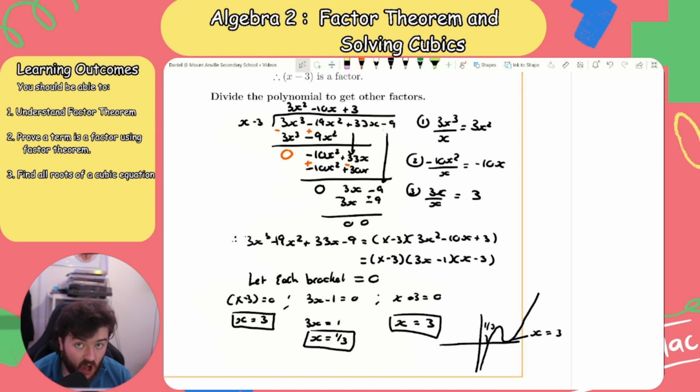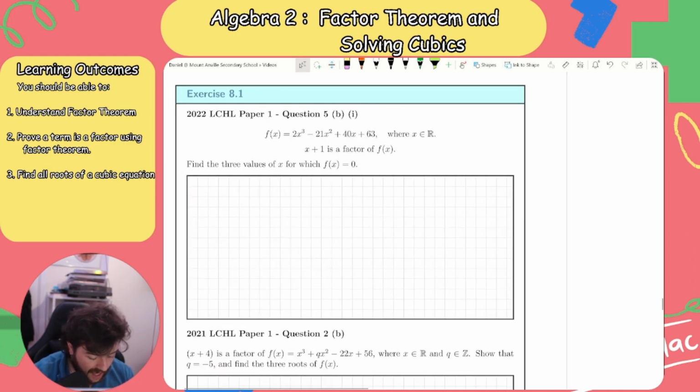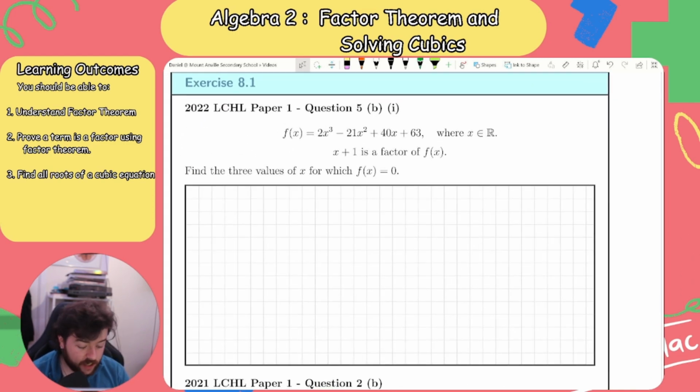And that's it. That's all we need to do in your exam. They love to ask this. Don't throw easy marks away. So let's do some questions. 2022 Leaving Cert paper 1, question 5, B I. Again, this came up very recently, and they love to ask it.